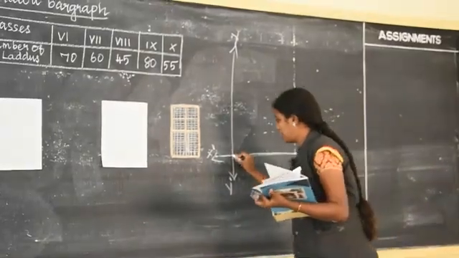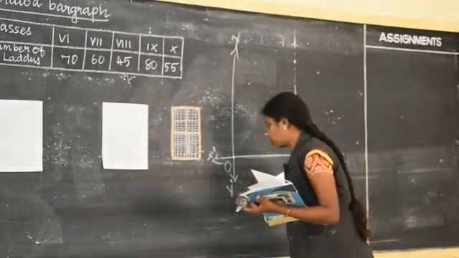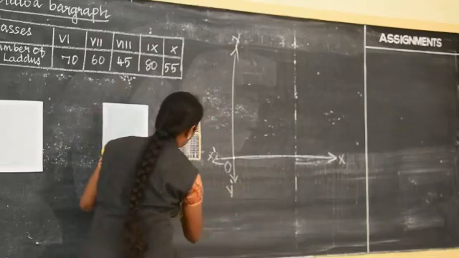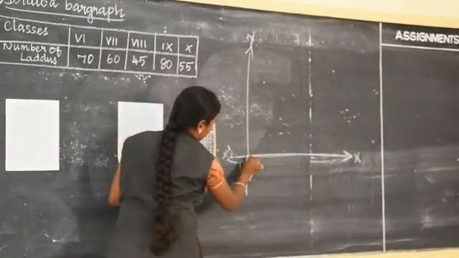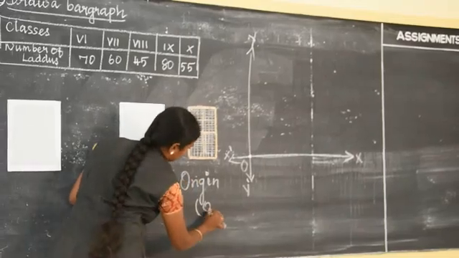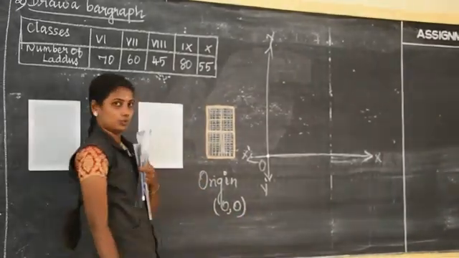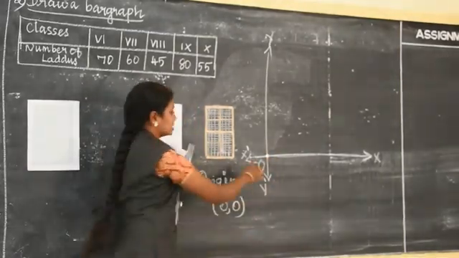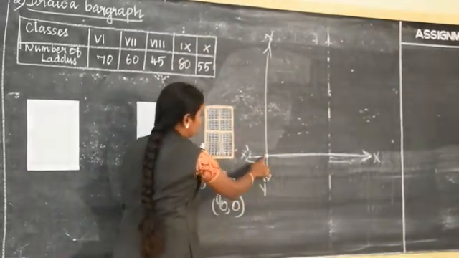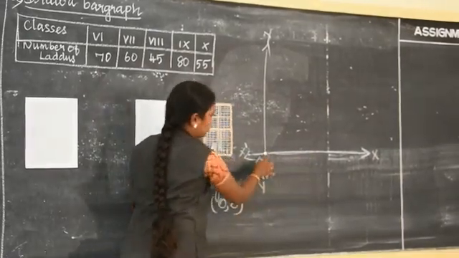Then where they intersect, give the name O. This is not a 0. O means origin. What is meant by origin? Here the point will be 0, 0. Here the starting place is 0. If you start at 0 on this side, and also start on this side, here it will be 0.